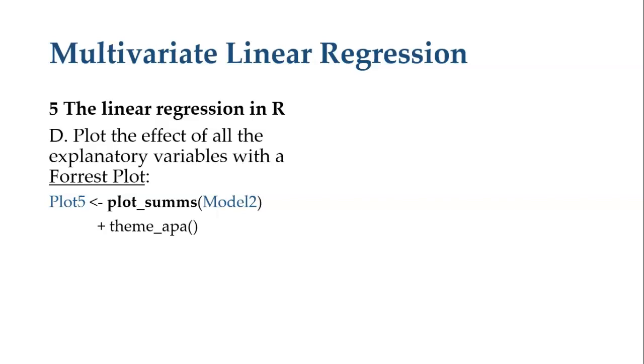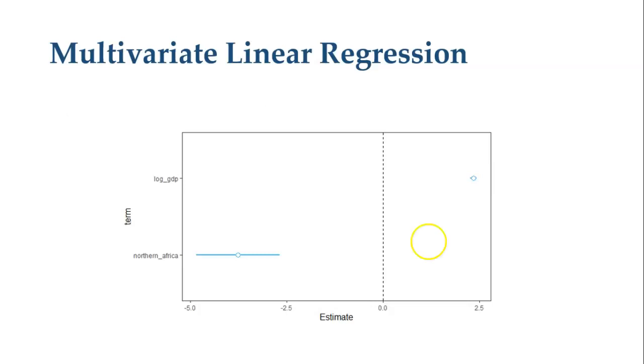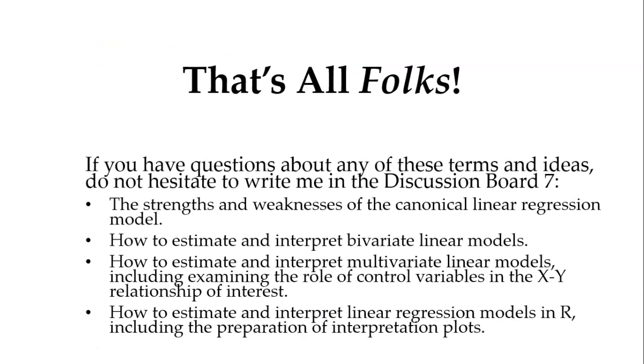Okay, and finally, this is the forest plot of this model. It's very nice. You can see here how the confidence intervals of Northern Africa are larger. So to some extent, we are less confident about this result than about these results. But this is also statistically significant. Okay, that's all.